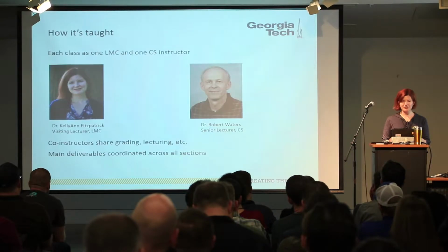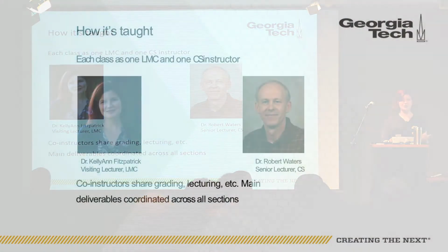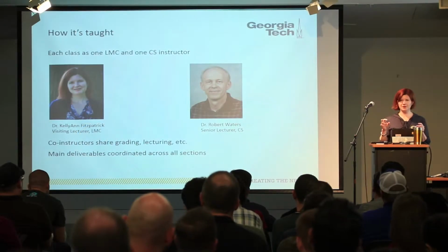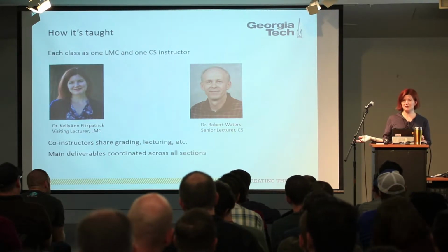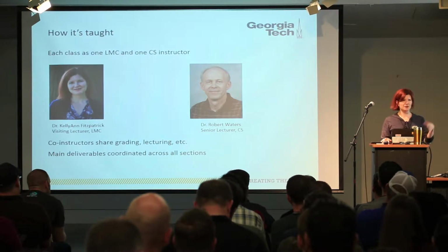So how do we teach this class? I mentioned it was a co-requisite structure. Each class actually has 1 LMC instructor and 1 computer science instructor. LMC, School of Literature, Media, and Communication. That's what Georgia Tech has instead of, say, an English department, right? And then 1 CS instructor. Co-instructors, we share grading and lecturing. We do all of the main deliverables. We coordinate them across all sections of the course so that one section of the course isn't doing vision statements and the other one is like, oh, we don't need vision statements. No one needs those. No one needs user stories.